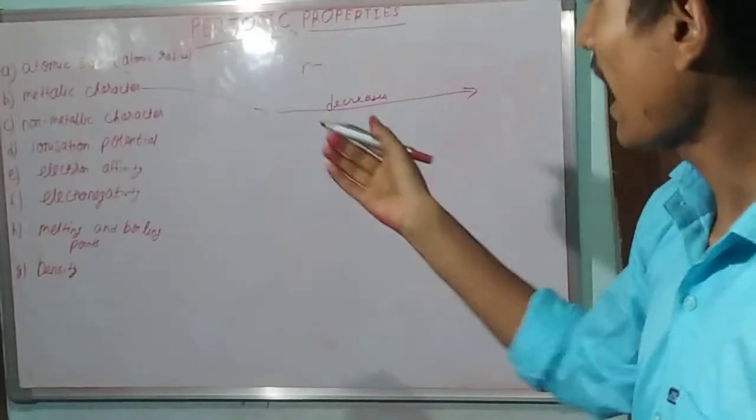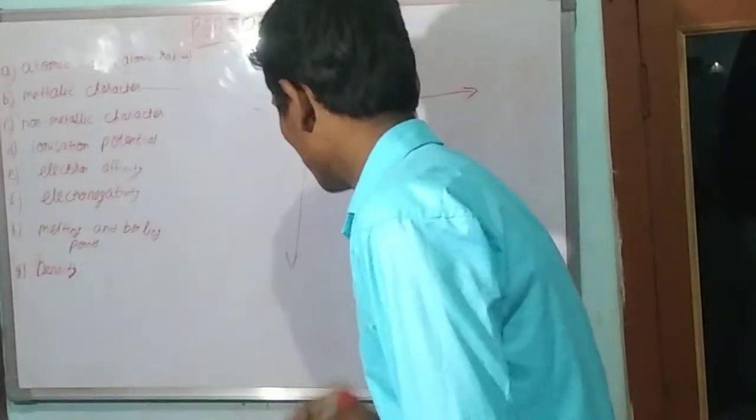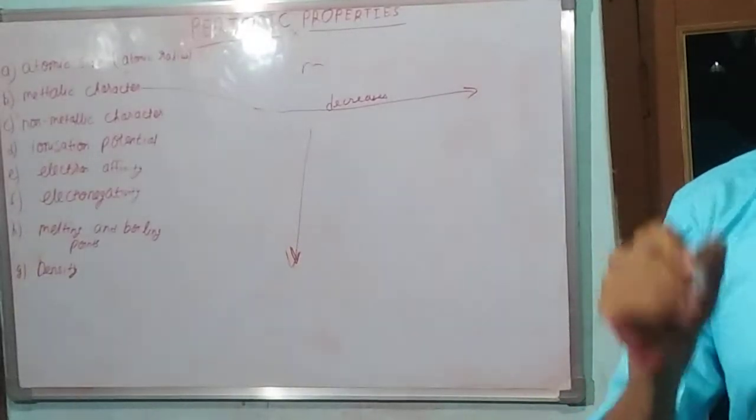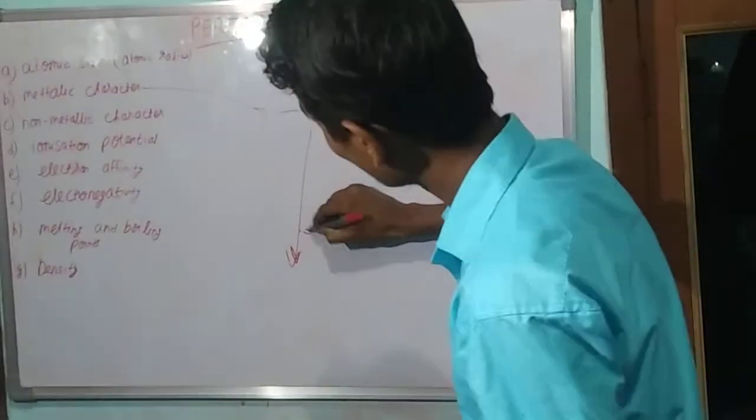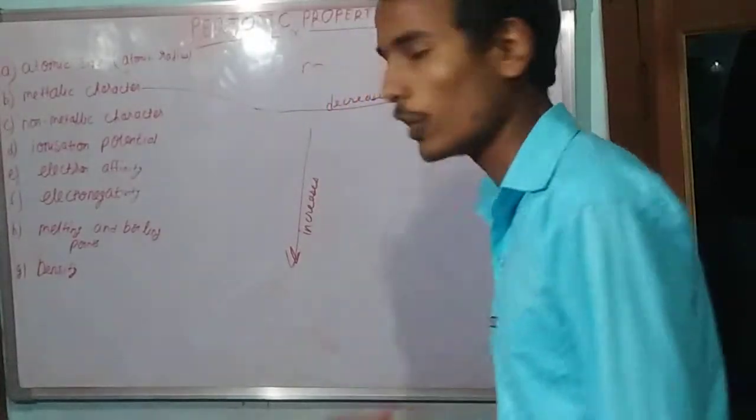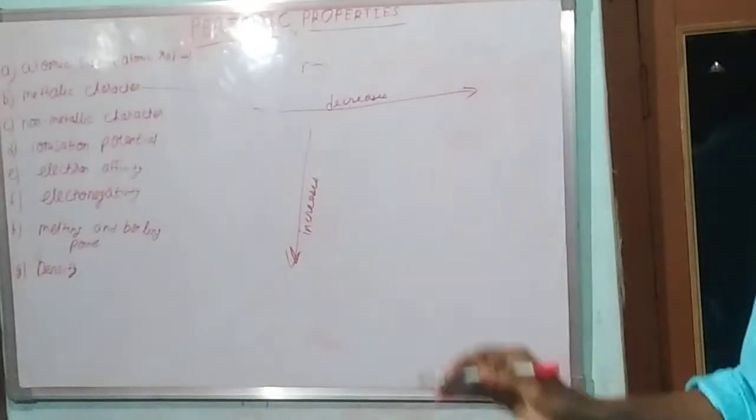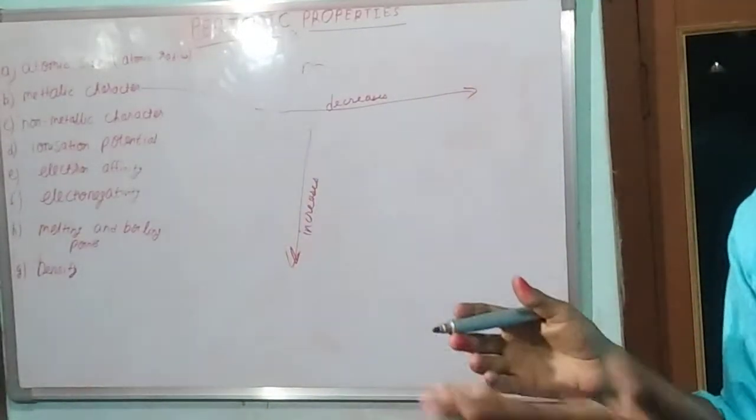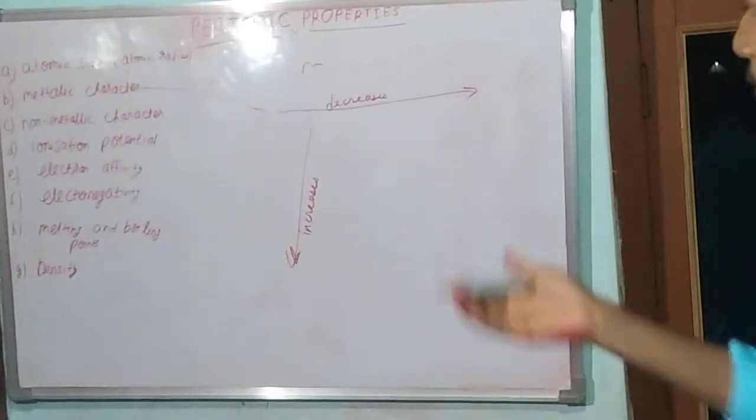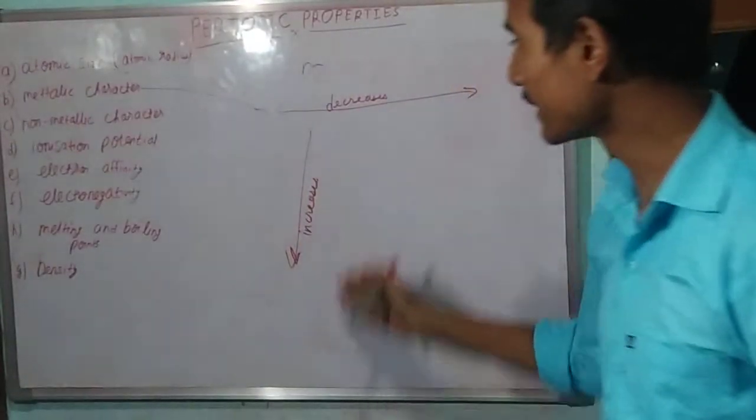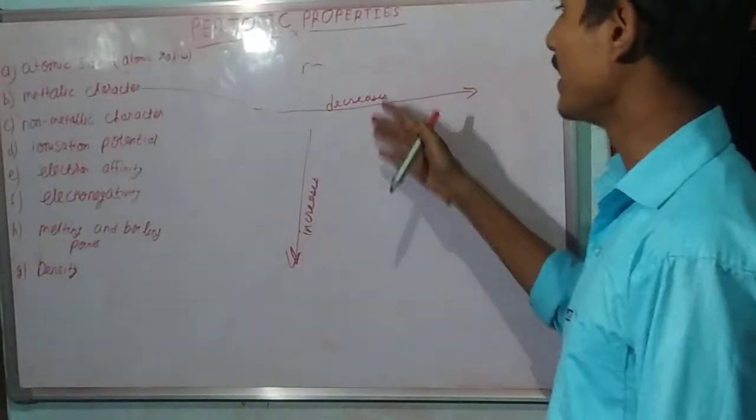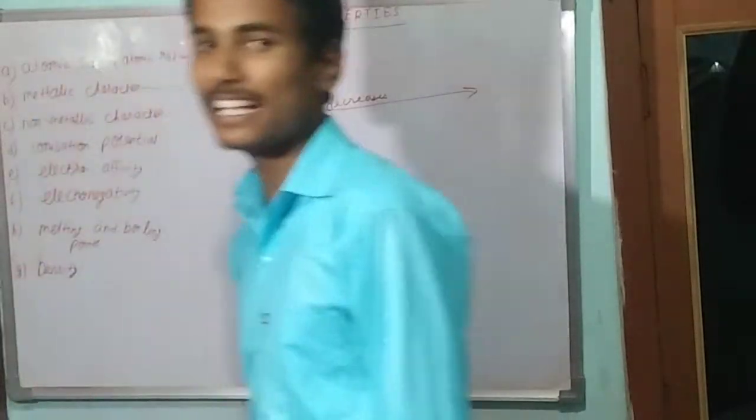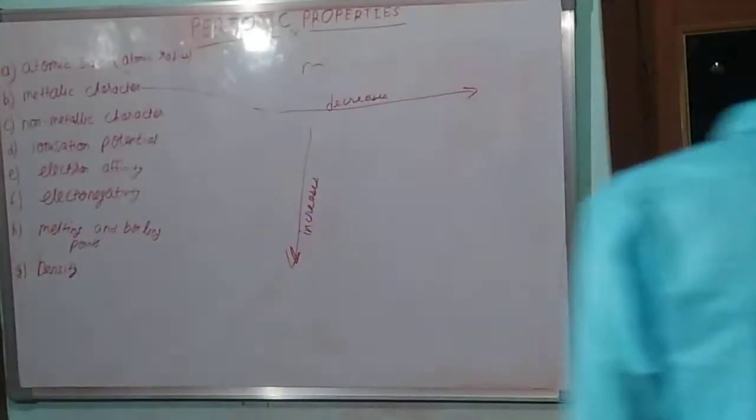Now we talk about down the group. Down the group, metallic character increases, because the number of shells increases and the distance between the nucleus and the outermost shell increases, so the element can lose electrons easily. So metallic character increases down the group and decreases across a period. Then the most metallic element is cesium.